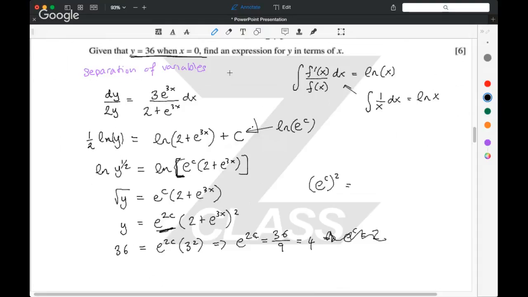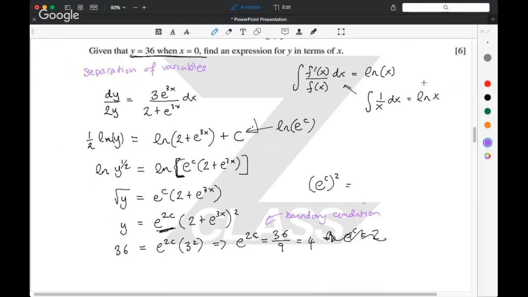So we had to separate variables, and then we had to put in the boundary condition to get the full answer.